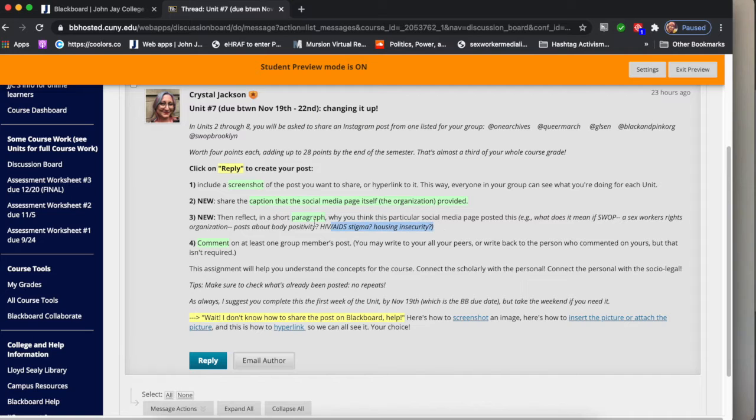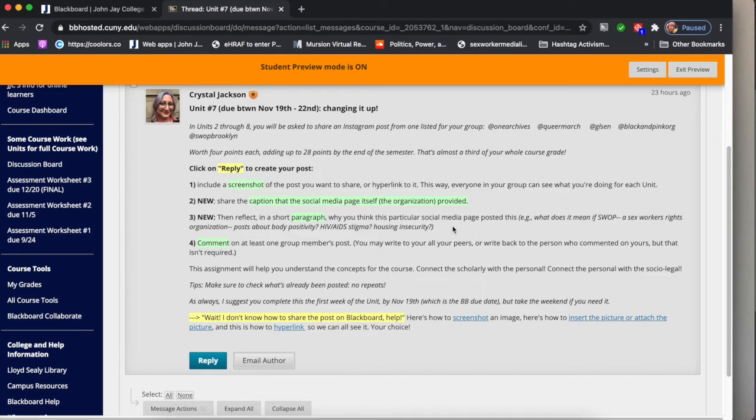Then, instead of explaining to me and your classmates why you wanted to share this post, share why you think the organization posted that particular thing. So many of you have been sharing posts that are really interesting, like sex worker rights organizations posting pictures from 1970s LGBTQ pride events, or queer organizations posting about homelessness or body positivity, right?